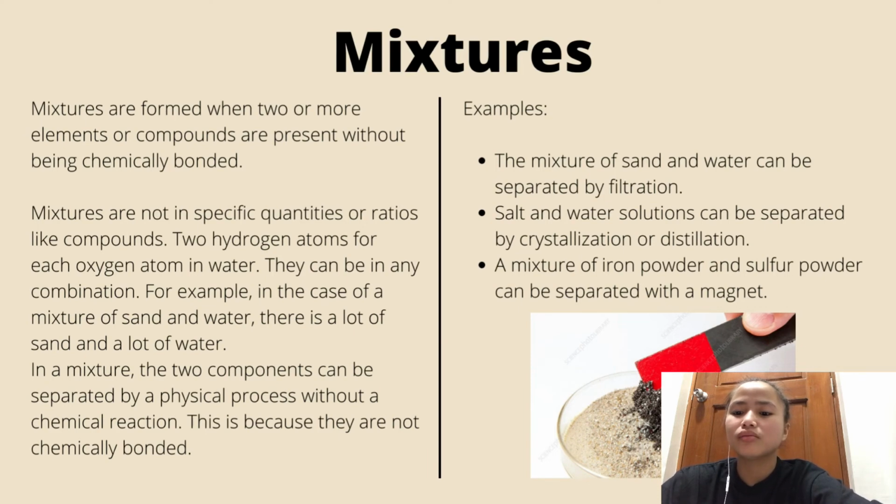In a mixture, the components can be separated by a physical process without a chemical reaction. This is because they are not chemically bonded. For example, a mixture of sand and water can be separated by filtration. The second one is salt and water solutions, which can be separated by crystallization or distillation. The last one is a mixture of iron powder and sulfur powder, which can be separated with a magnet.